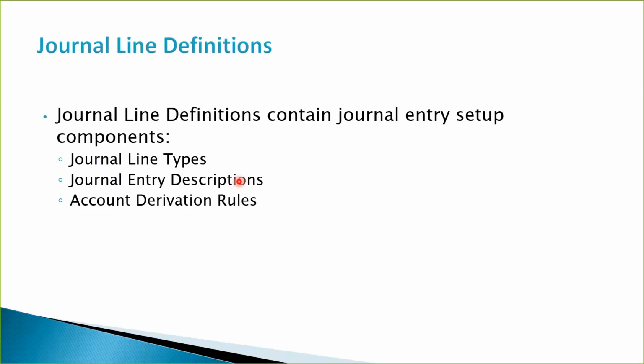Okay, so we already said this, that journal line definitions are associated with event types. So remember, we talked about the event entities, and then we have the event class and we have the event type. Okay, all right, so that was just tracing our steps so that we can be clear on where we are.